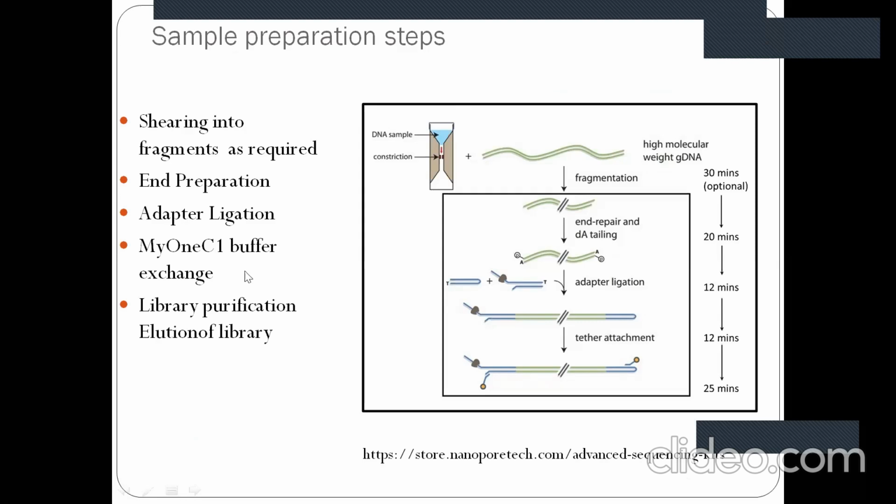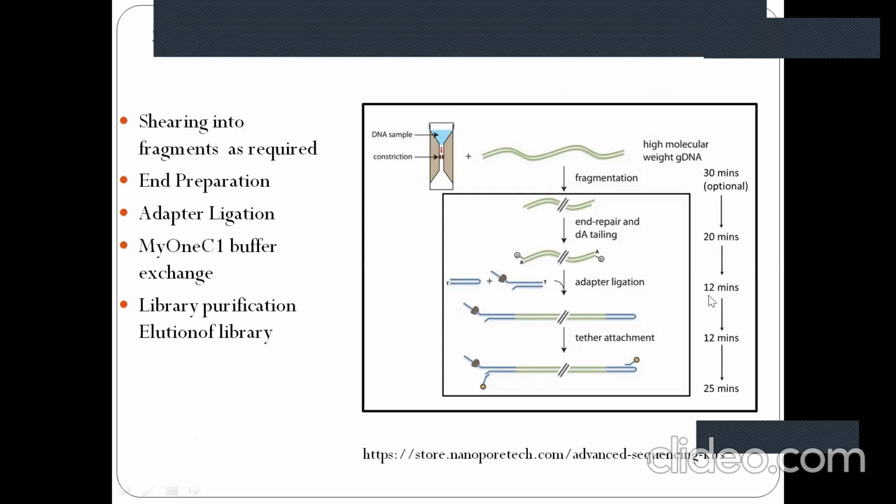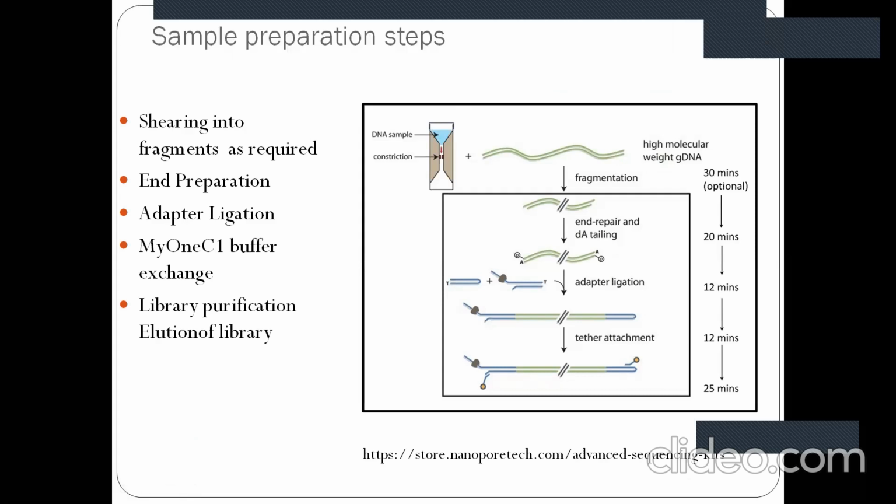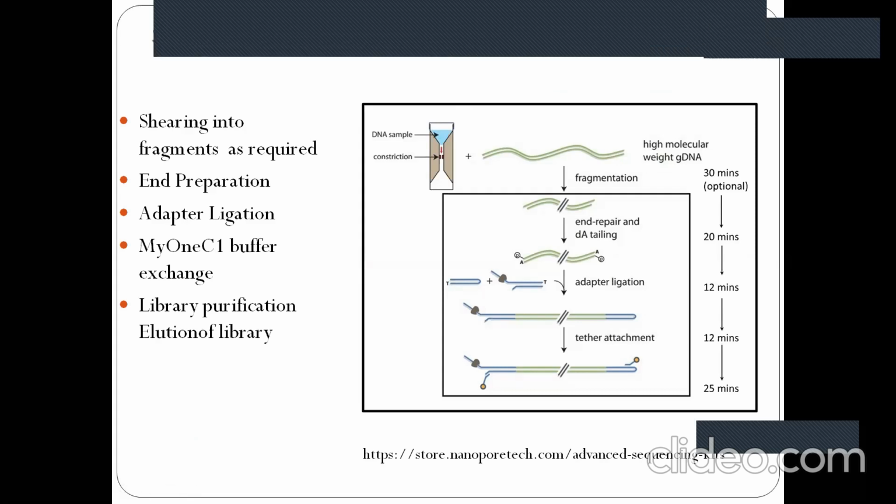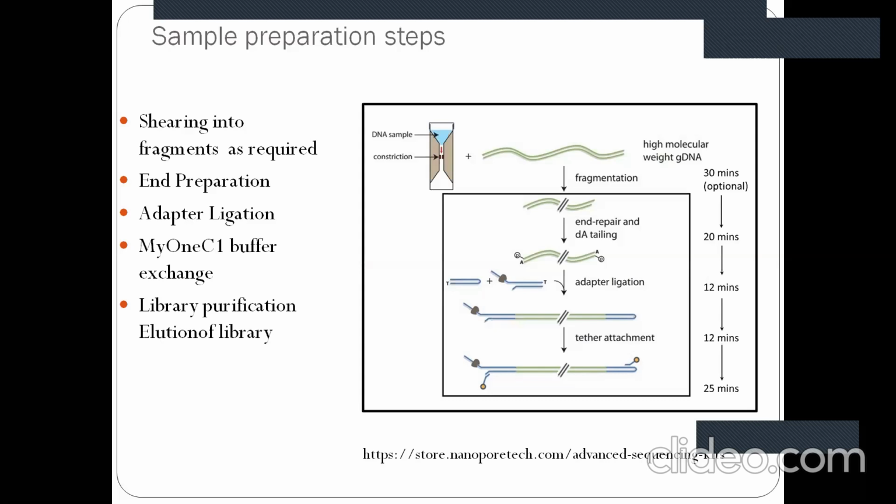So suppose this is the high molecular weight DNA. That can be done in two ways, with fragmentation or without fragmentation. So another advantage of the nanopore is that in both ways you can perform your sequencing, either with fragmentation or without fragmentation. That's why it says optional. So fragmentation is basically optional.